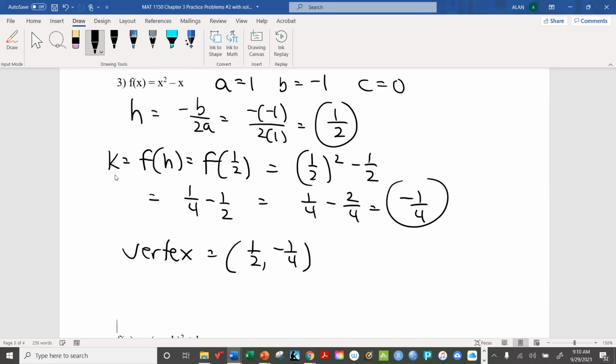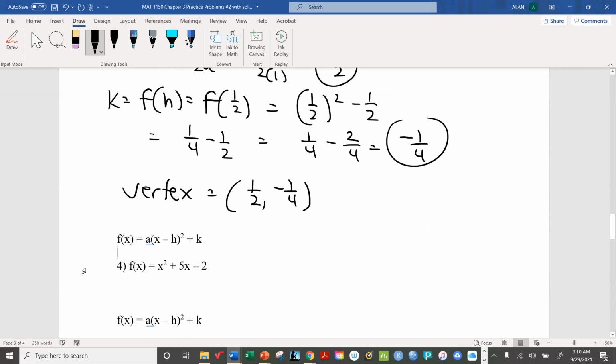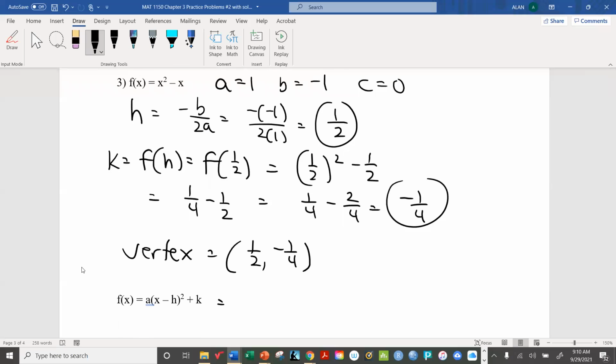But the form that we need, which I've conveniently put right here, is now a, once again, is 1, so we don't really need it there. x minus, now h is positive a half, so we'll subtract that. And then we have k. And that seems to be it. Yes, that's it.